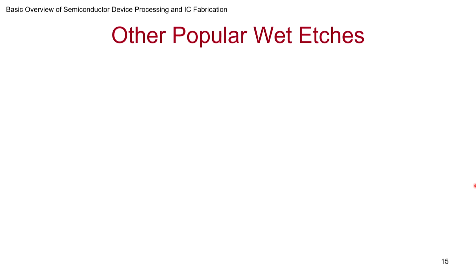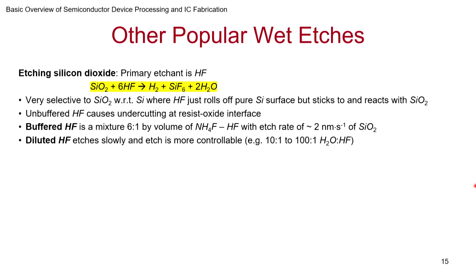Now we come to some other popular etches, and you will do well to remember these, especially if you are going to do some processing or be involved with it. First is etching of silicon dioxide. Hydrofluoric acid loves silicon dioxide. Okay, and that's the etchant that is used for SiO2. So SiO2 plus HF will give hydrogen, silicon fluoride, and water.